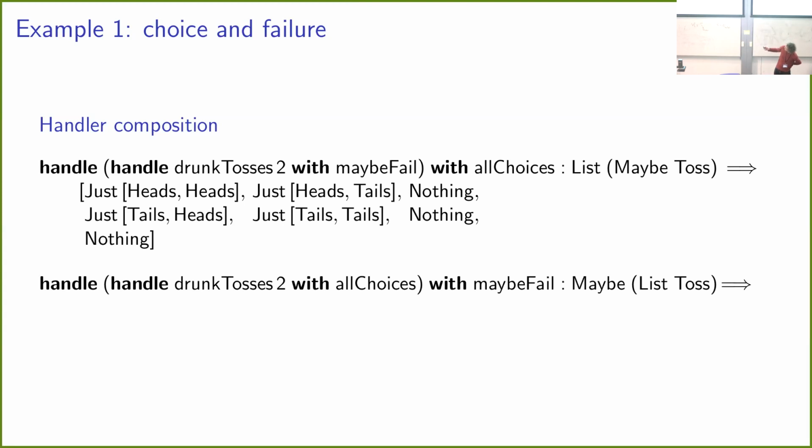Let's see, a list of lists. Yes, it should maybe be a list of tosses. But in this case, because of failure, well, choices gets handled first, but the failure is on the outside. Because there's some failure at some point, you just get nothing, which fits with the type.